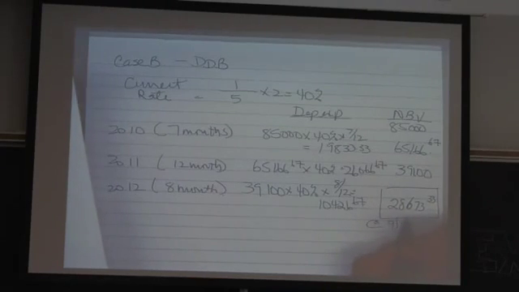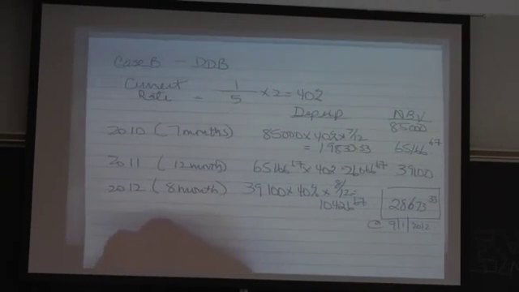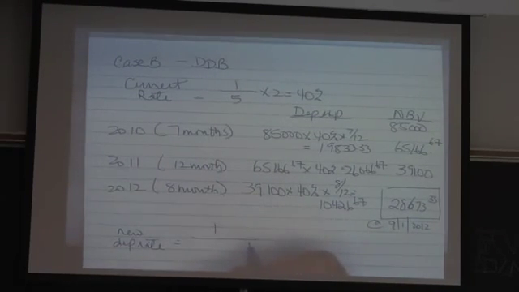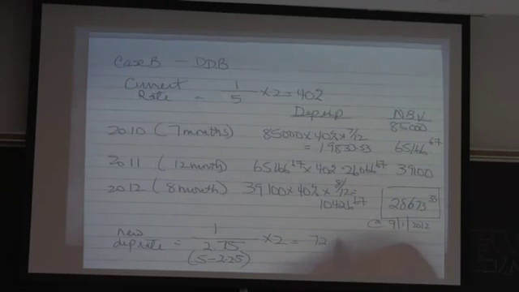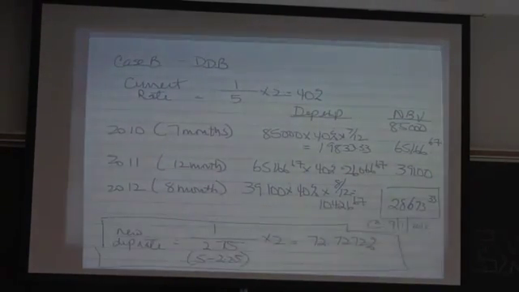And that's the net book value at September 1st, 2012. So now we're going to calculate the new rate. It's 1 over the straight line. In this case, the straight line is 2.75 years, right? Which is 5 minus 2.25, times 2. And that gives us 72.7272%. That's the new amortization rate.